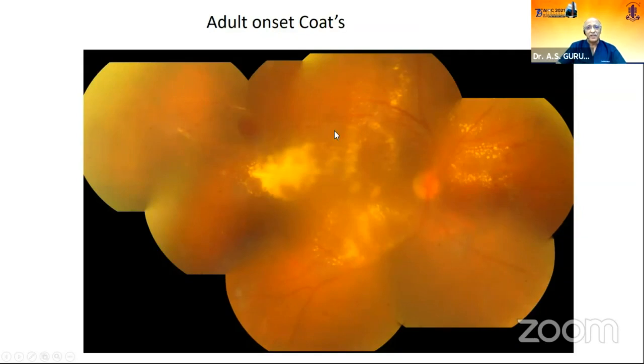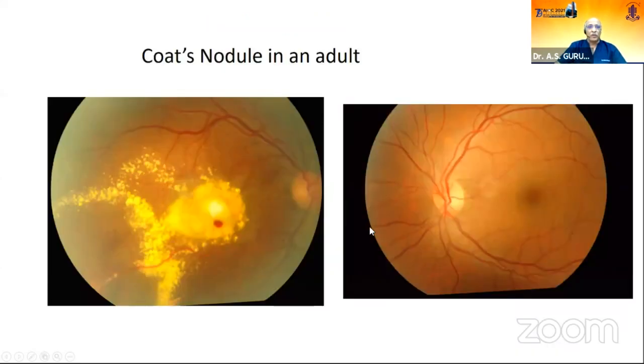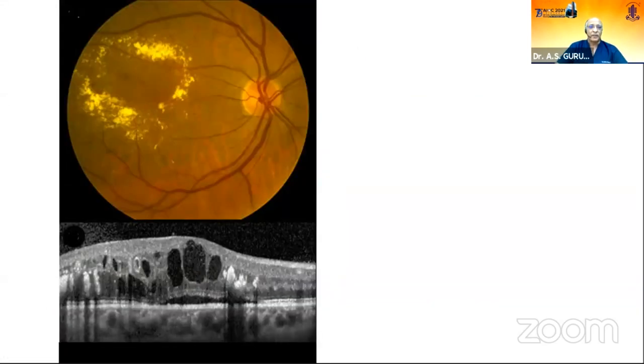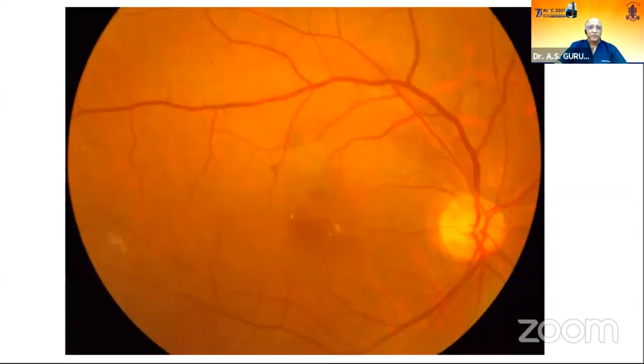Adult onset Coats disease, with a lot of microvascular and macrovascular changes here and here, with a lot of exudation at the posterior pole. A Coats nodule in an adult is another confusing picture which can mimic a hard exudate due to diabetic maculopathy. RAP is another exudation from a retinal artery macroaneurysm.